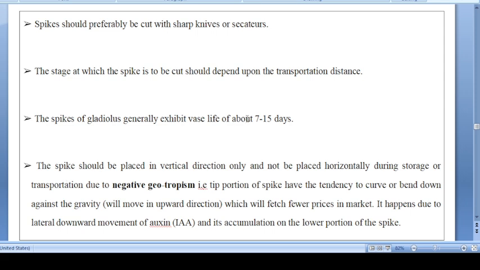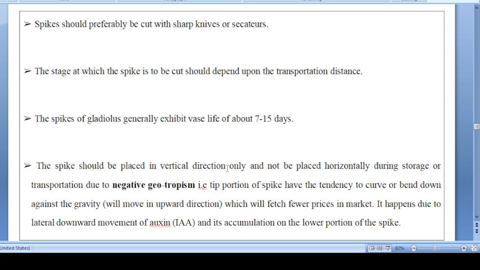So 7 to 15 days, normally we can keep it up to 15 days. And there is one important thing we have to follow while packing the gladiolus flower. If we are keeping the gladiolus flower in a vertical direction, normally there will be no negative geotropism problem. Otherwise the flowers will get bended.